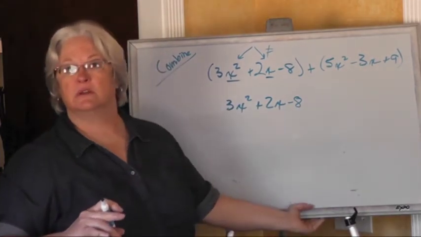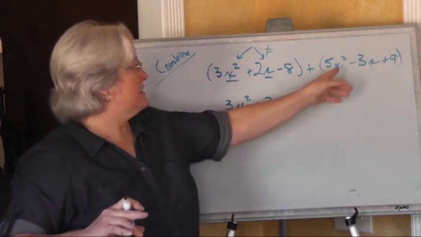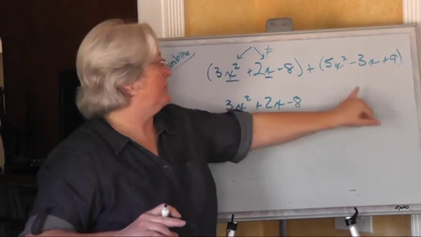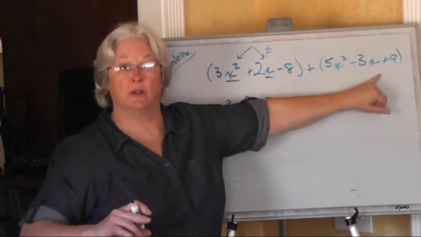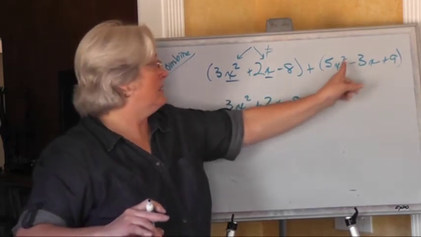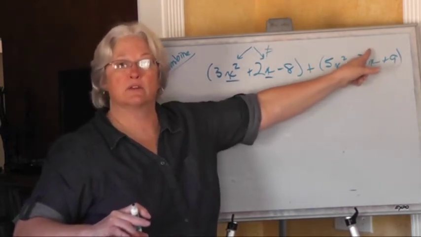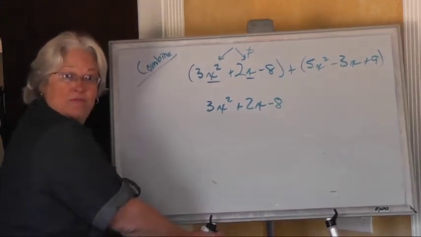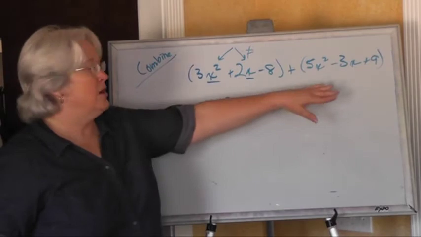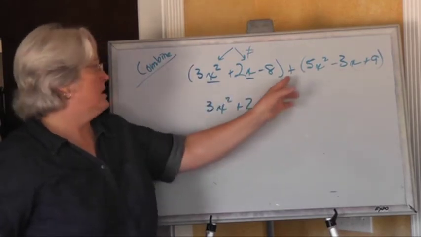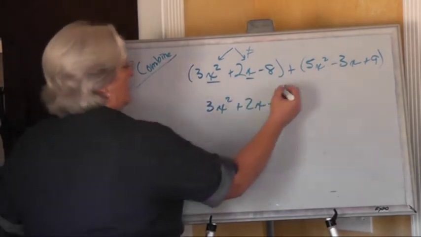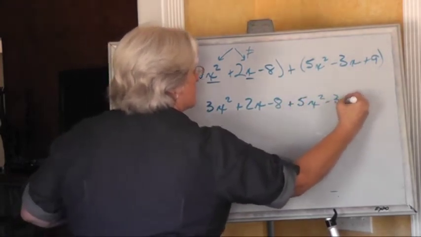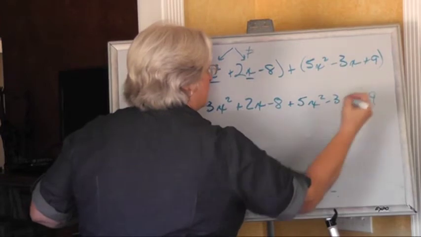Well, let's see, is that really in there? We have the same situation: x squared, x, and no variables. Even though the variable is the same, it's an x, it's not agreeing with exponents. So there are no like terms here, because we're adding. We have plus 5x squared minus 3x plus 9.